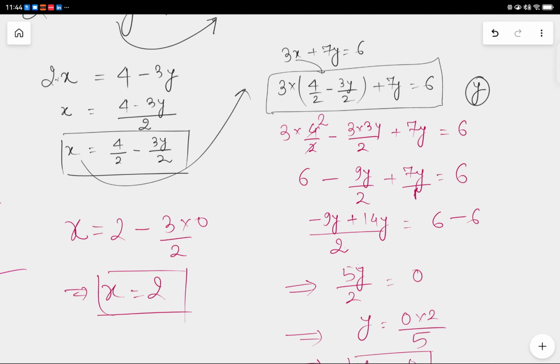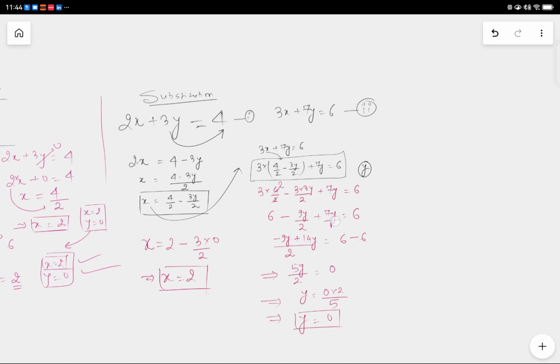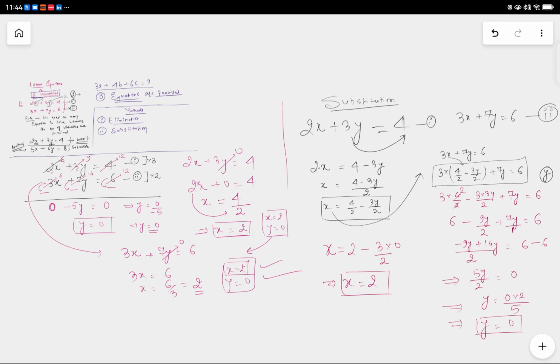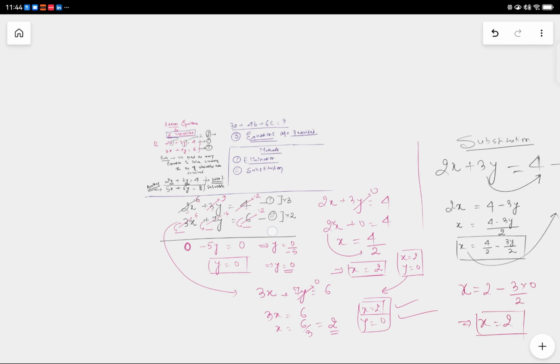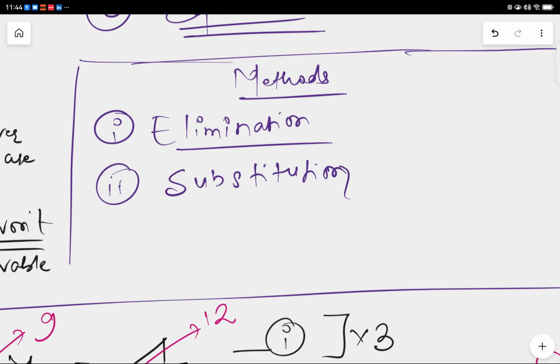So that's how the substitution method works. This is how we will proceed to solve any linear equation in two variables. That means the rule says we need two equations to solve it, and those two equations must be solved in these two fashions, either by elimination or by substitution. We will see one more example of linear equations in two variables.